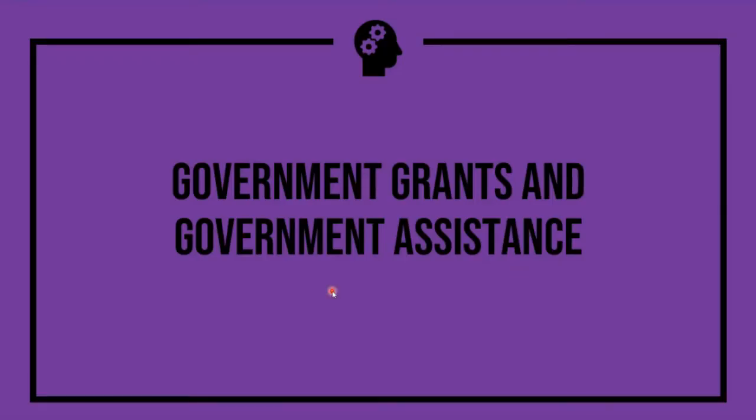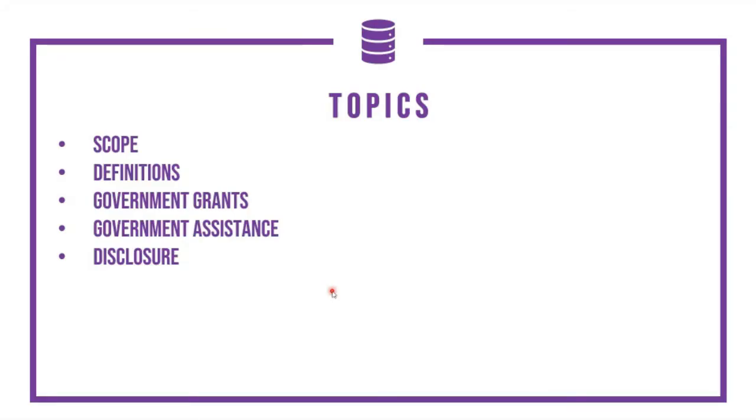Okay, so for our discussion, this day we're going to have IAS 20, International Accounting Standards number 20 for government grants and government assistance. So that's accounting for government grants and disclosures for government assistance. For our discussion, these are the topics that we're going to be having. We'll be discussing the scope, the definitions, everything related to government grants or government assistance also, and then disclosure. So these are all the items that we're going to be discussing for this particular topic.